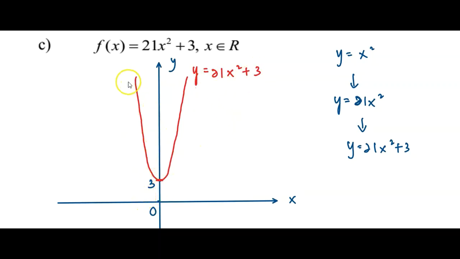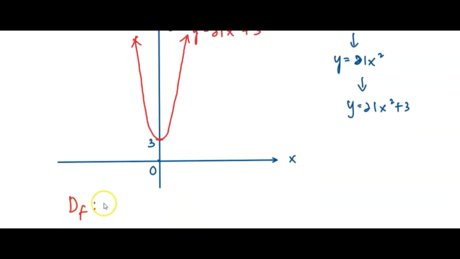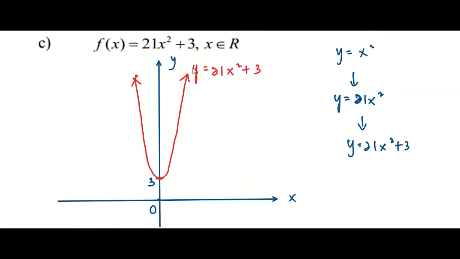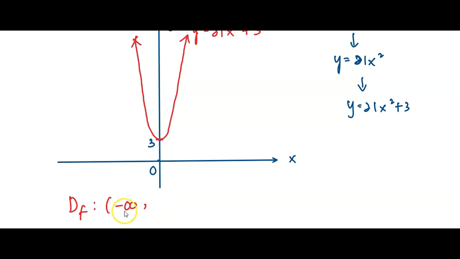Now, to determine the domain, we can see that the point closest to the left is this point, and it has an arrowhead to show that this endpoint goes to the left indefinitely, meaning you can use negative infinity to represent its x coordinate. The point closest to the right is this point, and you can see the arrowhead also shows that this graph goes to the right non-stop. So the domain is from negative infinity to infinity.